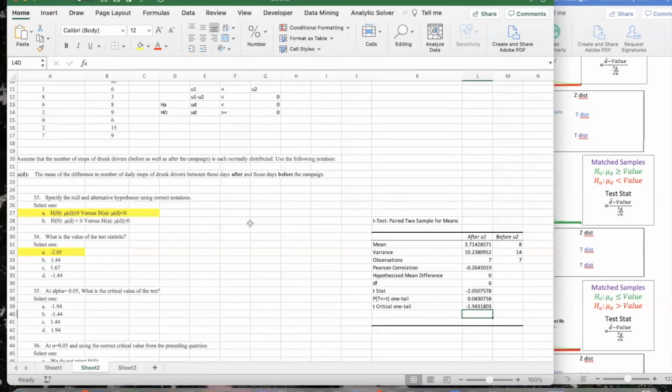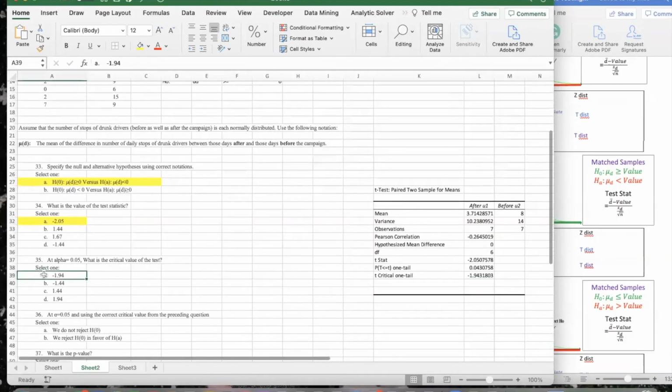All right. So this is our answer. It's negative 1.94. So the answer would be A. See, if we didn't change it, if we weren't paying attention, we would have put D, and that would have been incorrect. Okay, so we've established that our answer is A. We need to change that to negative. There we go.